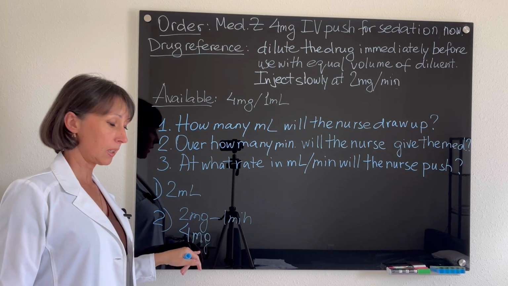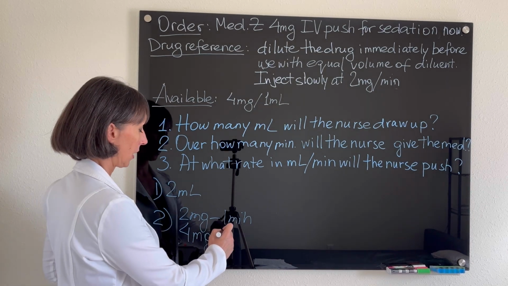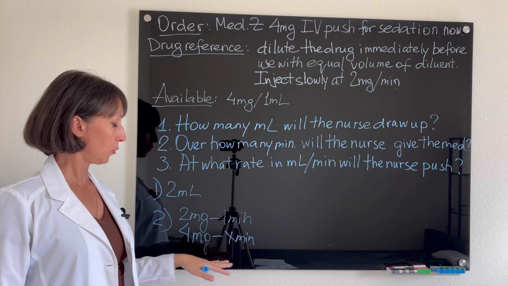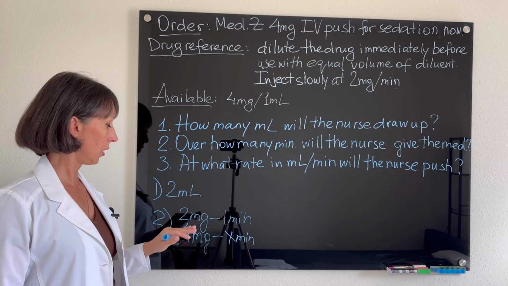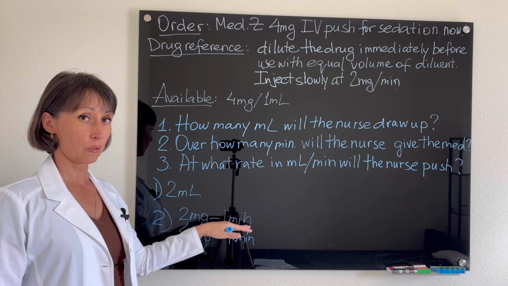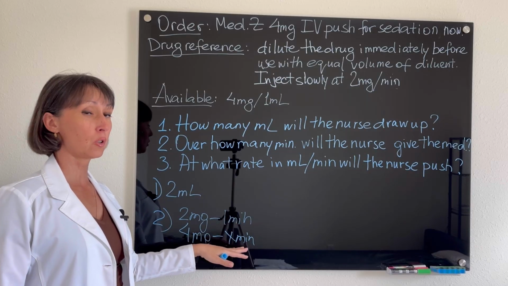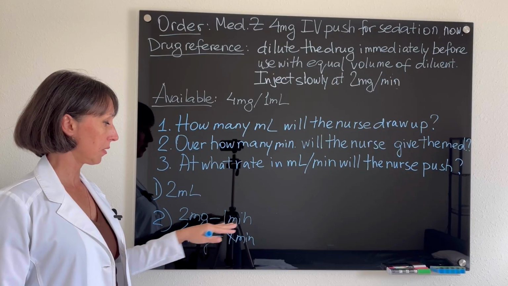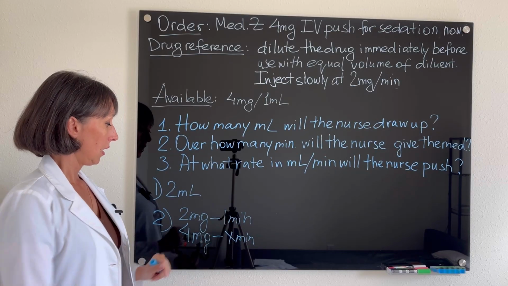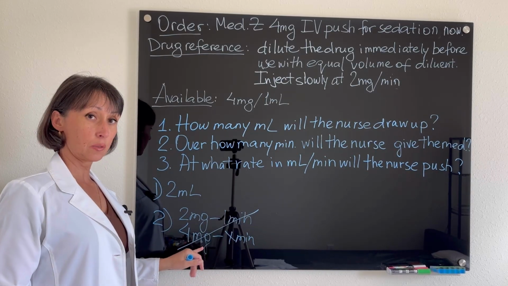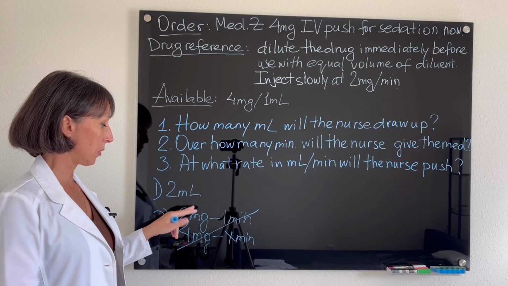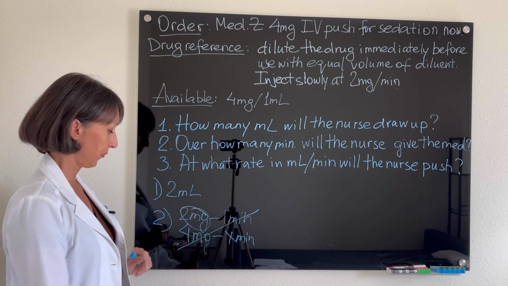And I put my milligram under milligram. And I don't know how many minutes I need to push my 4 milligram per order. So 2 milligram is going over 1 minute, 4 milligram is going over X minutes. Double check, do you have milligram under milligram, minute under minute? We're going to find a diagonal with 2 numbers in it, and we're going to multiply these 2 numbers and divide by our third number.